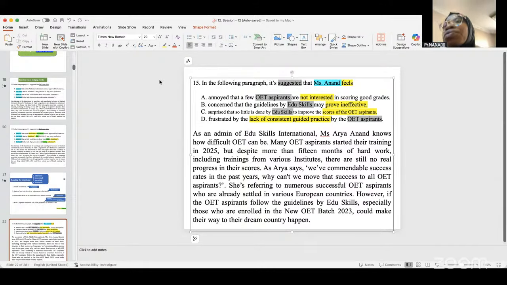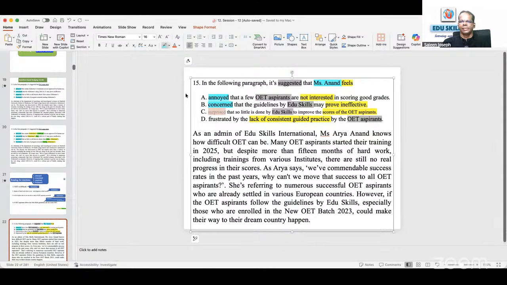Now, what are the emotion-based hedging words? Annoyed, concerned, surprised, and frustrated. Okay. Surprised. Yes. Frustrated. Yes.